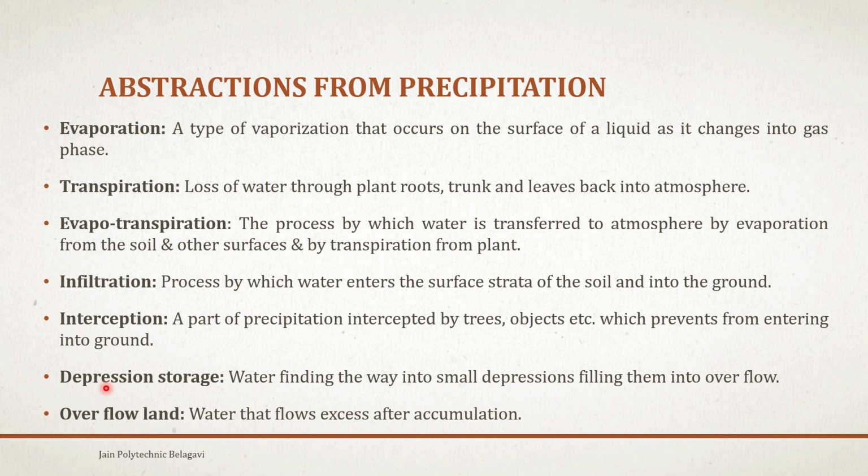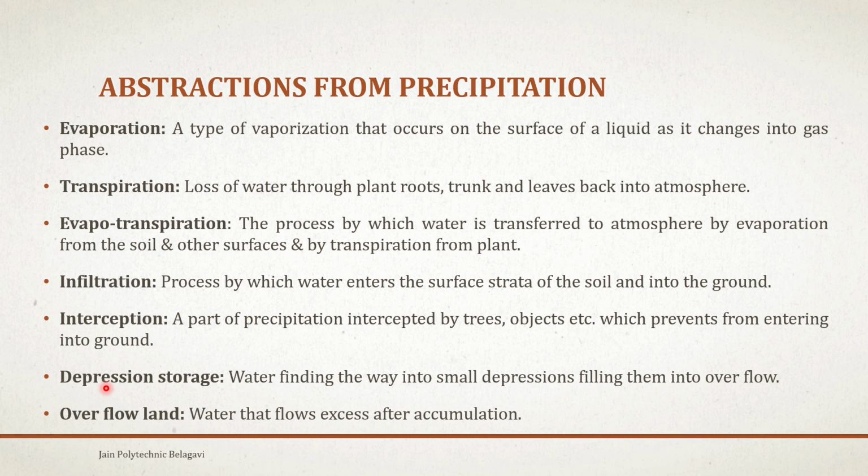Next is infiltration. It is the process by which water enters the surface strata of the soil and into the ground. Next is interception, a part of precipitation intercepted by trees, objects, etc., which prevents it from entering the ground. In the sense, whatever water is precipitated is captured in some manner.